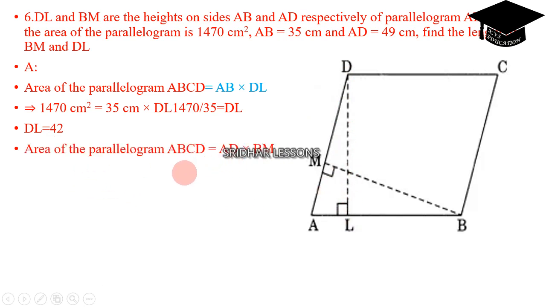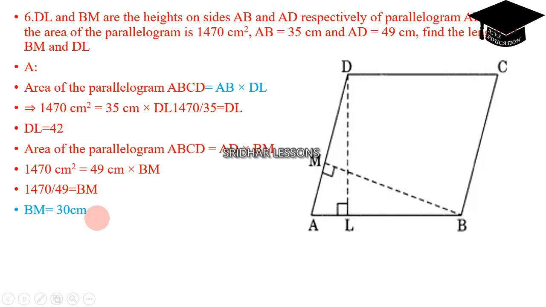And area of the parallelogram ABCD is equal to AD into BM. If you take this as base and this as height, that is 1470 centimeters square is equal to 49 into BM. Therefore, BM is equal to 1470 by 49. Upon cancellation, BM is equal to 30 centimeters. This is how we are going to find the value of BM as well as DL. Very simple. Don't get confused.